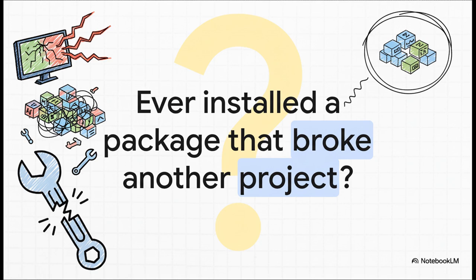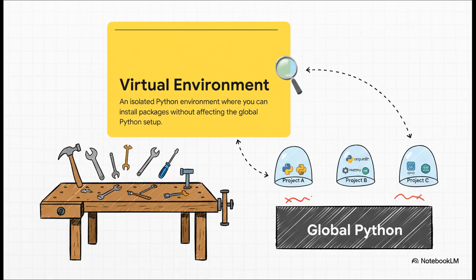Has this ever happened to you? You install something for a new project, and suddenly, an old project you haven't touched in months just breaks. It's a nightmare. It happens because all your projects are dipping into the same big box of tools, causing chaos. This, my friends, is what we call dependency hell. So how do we escape this hell?